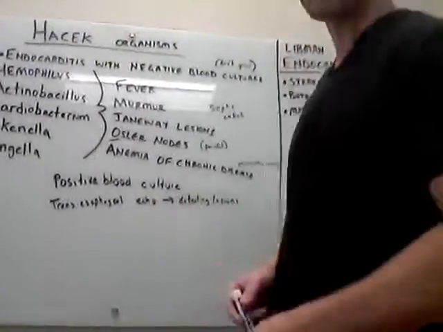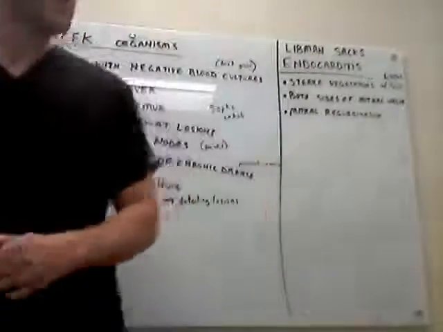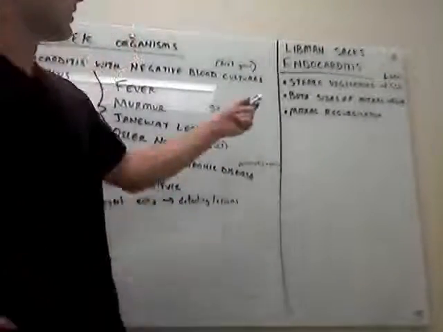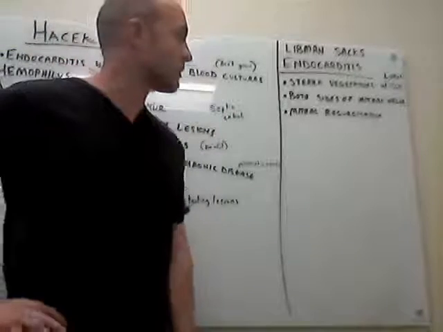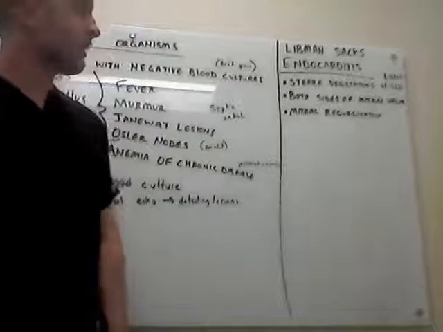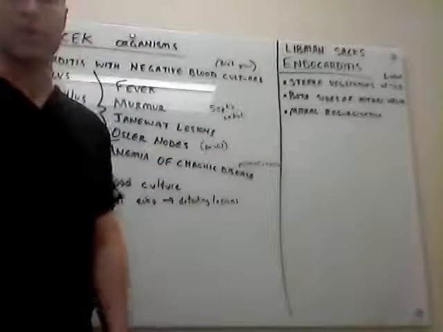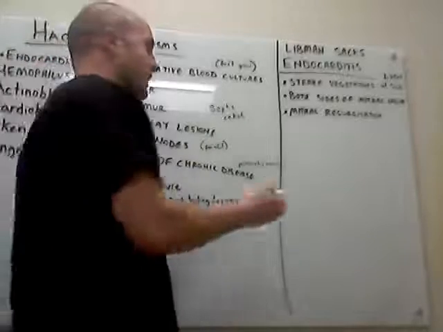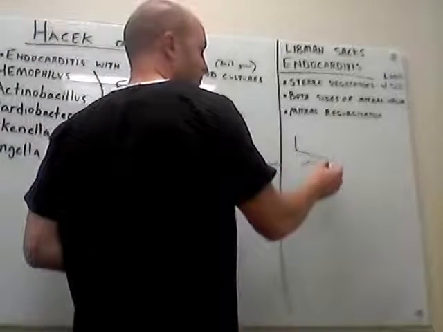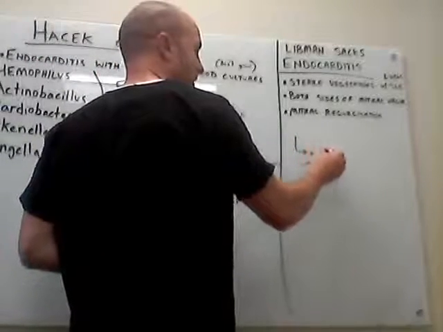Now coming over here, talking about Libman-Sacks endocarditis. These are sterile vegetations with systemic lupus erythematosus. And one of the ways you can tell is that these vegetations will happen on both sides of the mitral valve. So here's the mitral valve. It'll happen here and it'll happen here.